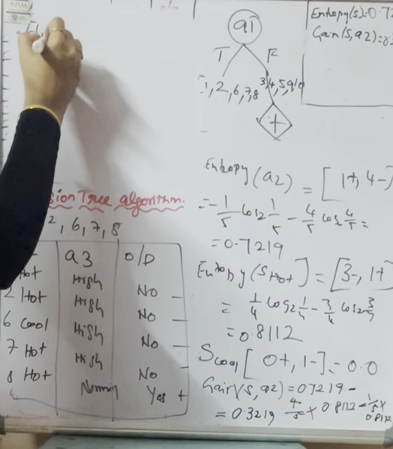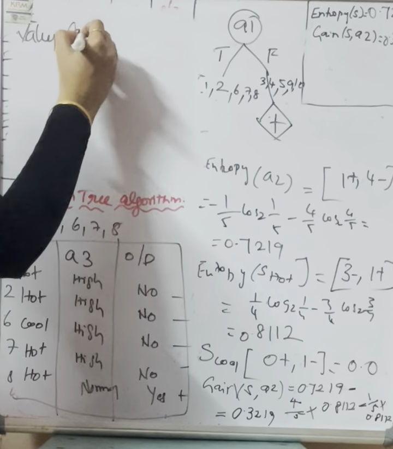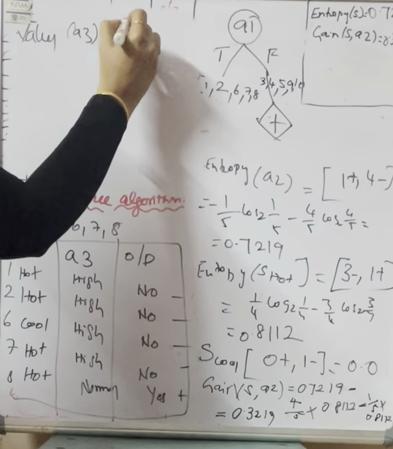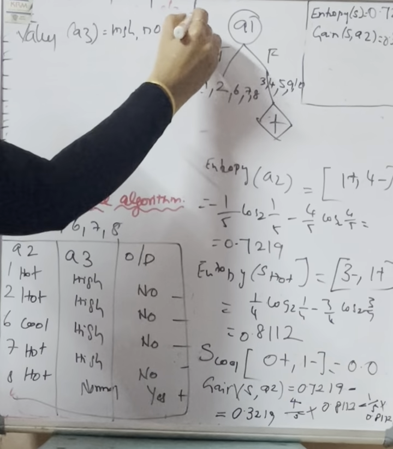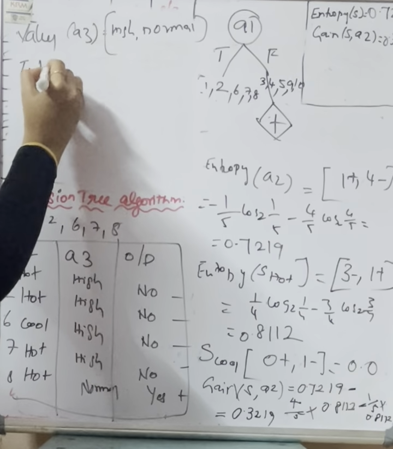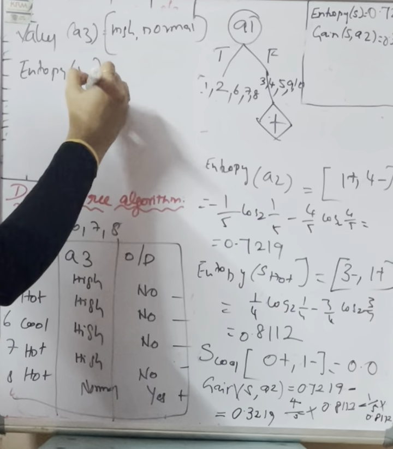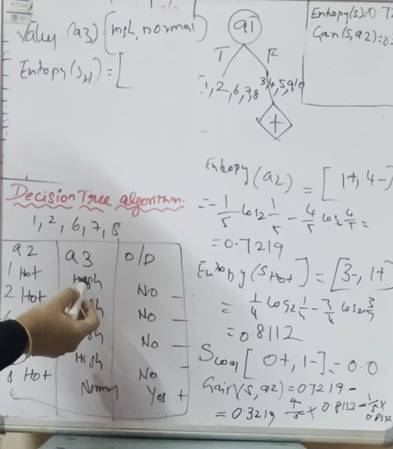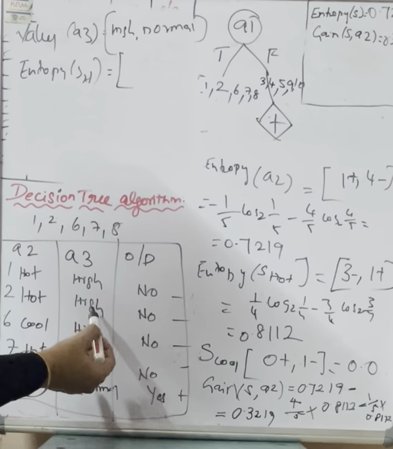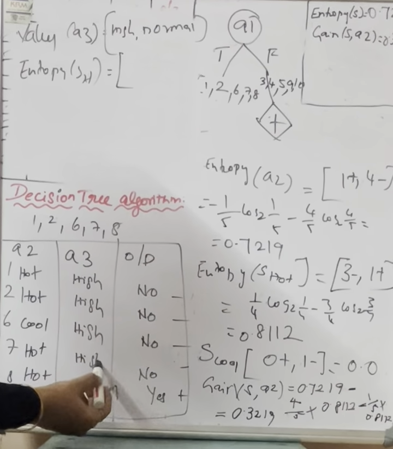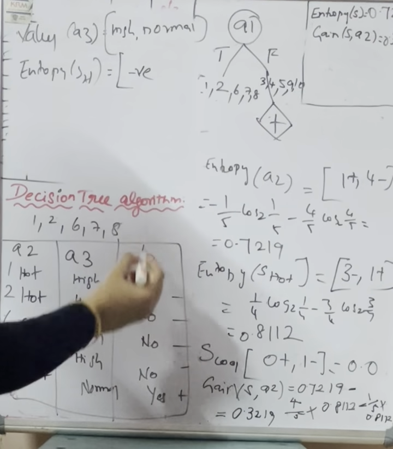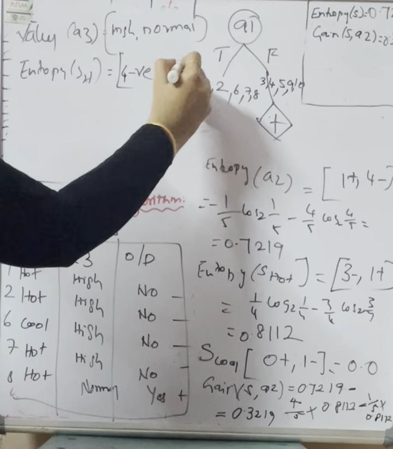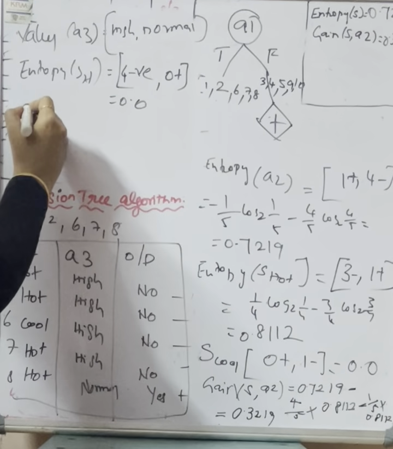So now we have another attribute, A3. For that, what are the values we have? For A3, high and normal. We have to find the entropy of high. So for high, how many positive and how many negative values do we have? For high it is negative, negative, negative and negative. All are negative. How many negatives do we have? 1, 2, 3 and 4. So 4 negative and 0 positive, so the entropy value is 0.0.